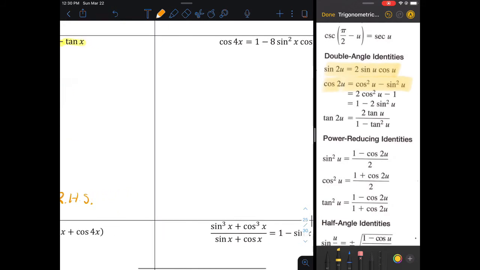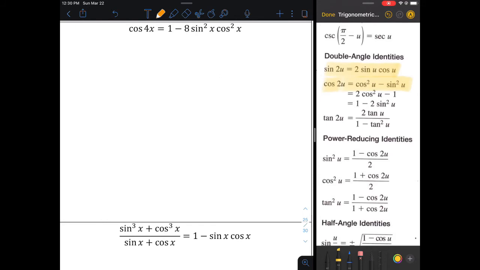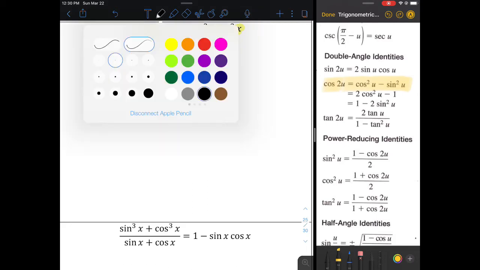All right, let's go do another one. This time, we have cosine of 4x equals 1 minus 8 sine squared x cosine squared x. And I got to figure out how to proceed. Well, we are going to use, again, the double angle formula here for cosine because we have cosine of 4x. I got to end up with just one x on the inside. And so we're going to rewrite this as, to start with, cosine of 2 times 2x, just like what we did before.